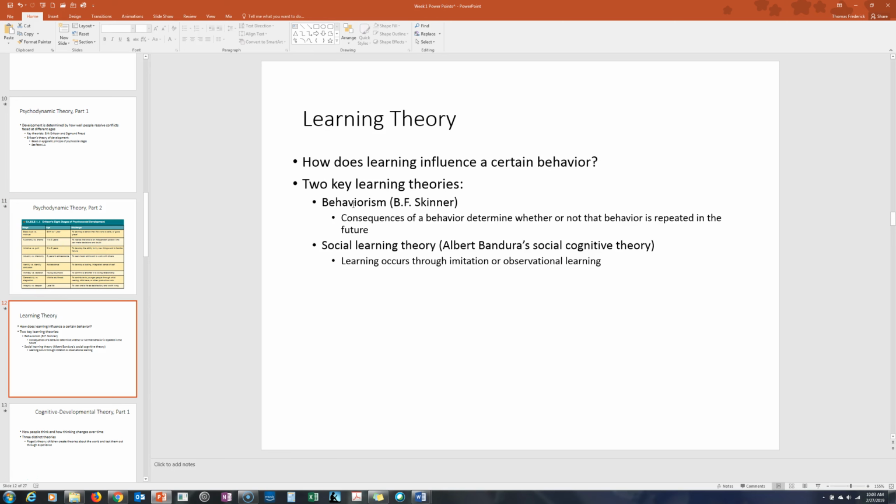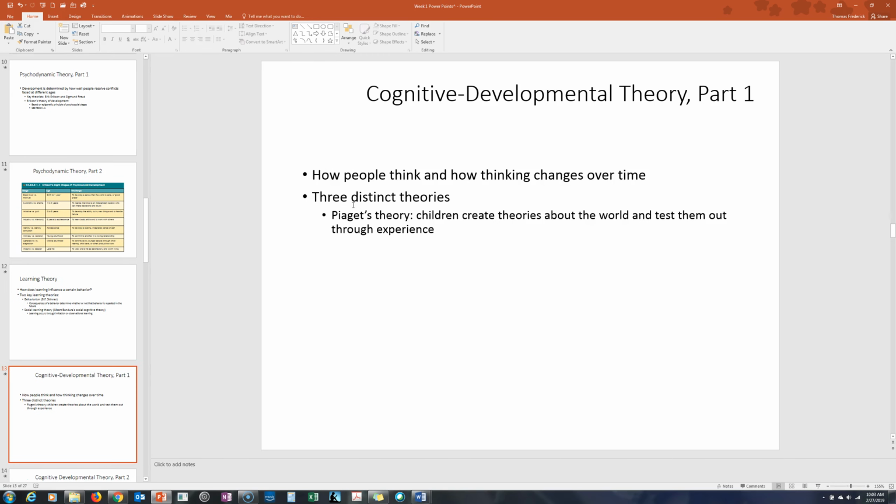Additionally, another approach is to understand learning theory and learning behavior. Here we're talking about Skinner, who talks about consequences of behavior and social token economies and how we can condition people, which influences their likelihood of reproducing certain behaviors in certain situations. And then the social learning theory by Albert Bandura, which was widely influential in many circles.